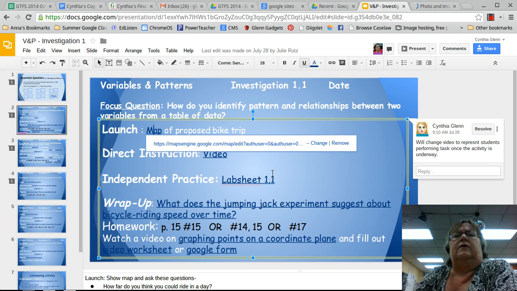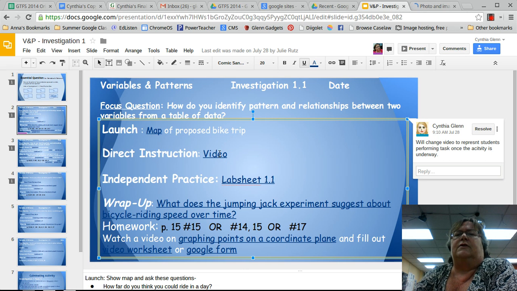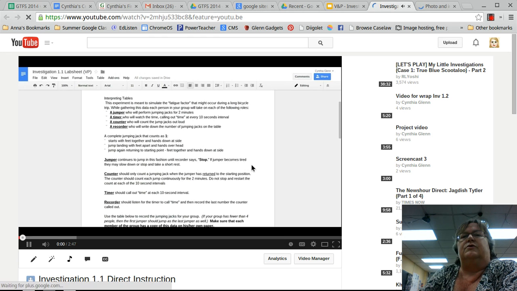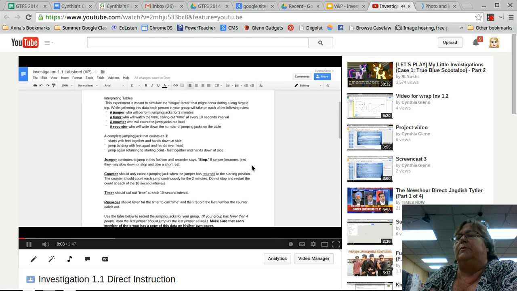In the direct instruction, we have a video that gives them direct instruction on how to put together and collect their data. It actually goes through, talking them all the way through. So this would be a great tool for the student that happens to be absent. I'm going to explain the experiment step by step.